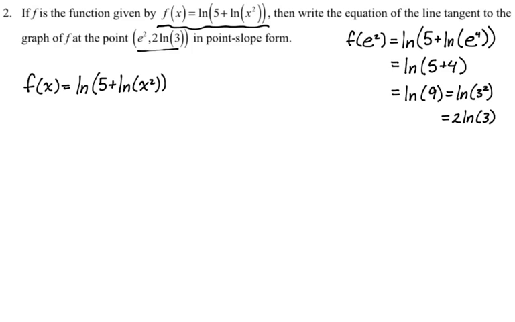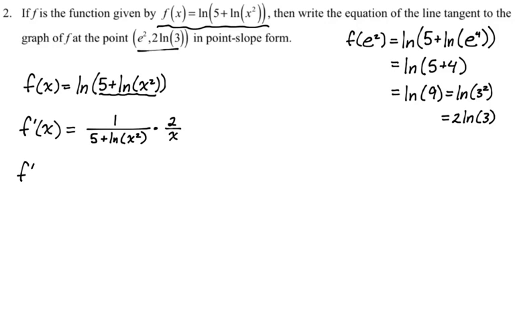So we got this. All right, so f prime of x is going to be the derivative of natural log, which is 1 over u. This is u, so it's going to be 1 over 5 plus natural log of x squared, times the derivative of u. So the derivative of 5 is 0. The derivative of natural log of x squared is 1 over x squared times 2x, which is just 2 over x. So times 2 over x.